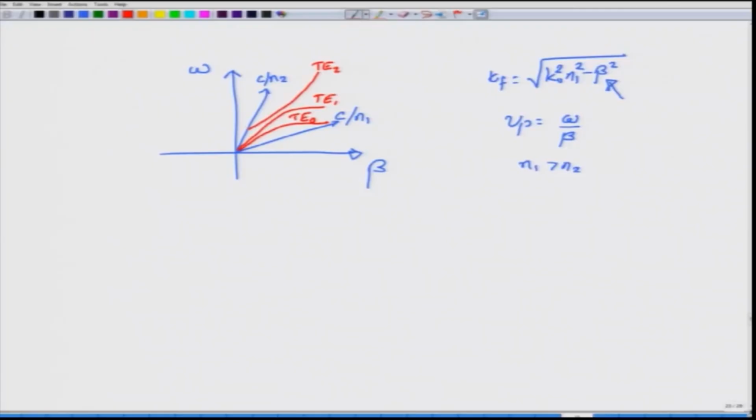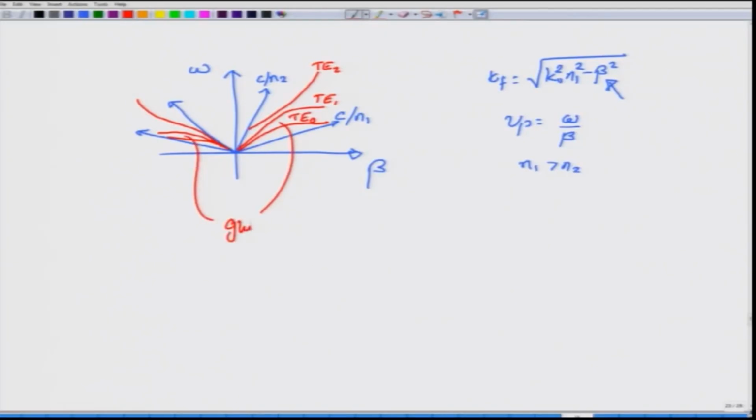What you observe is that all these red lines are between the two blue lines, which gives you the bounding. Again, if you were to consider backward propagating waves and look at the negative values of beta, you will find very similar lines for the fundamental, the next order mode, and the other higher order modes. If you have modes which are guided, then guiding can only happen between these regions.